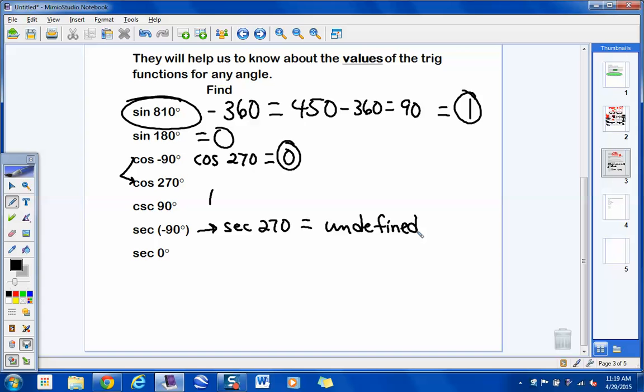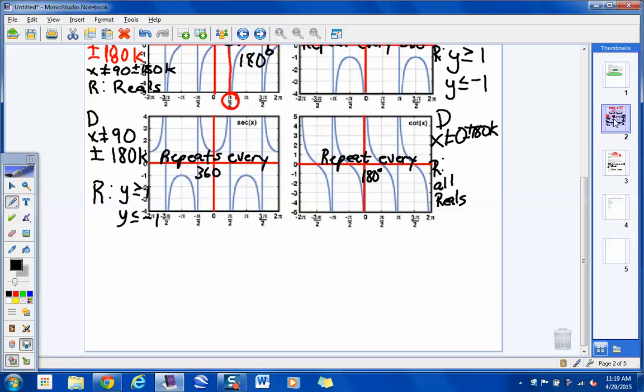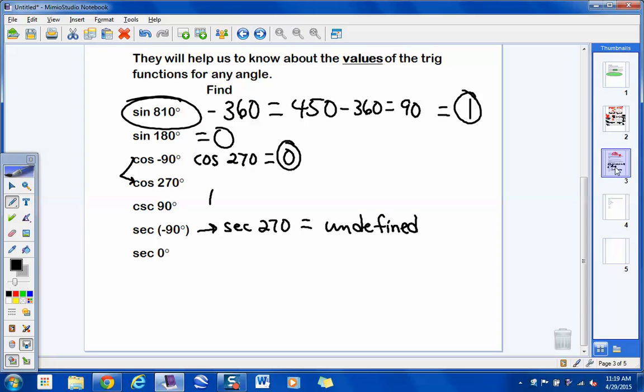Secant of 0 degrees. Check it out. 1. Okay, and even if I didn't like the special angles chart, couldn't I come back up here and say, well, here's my secant graph. Secant of 0, what does it appear to be up here? What point would that be? 1. Okay. So it would be 1.